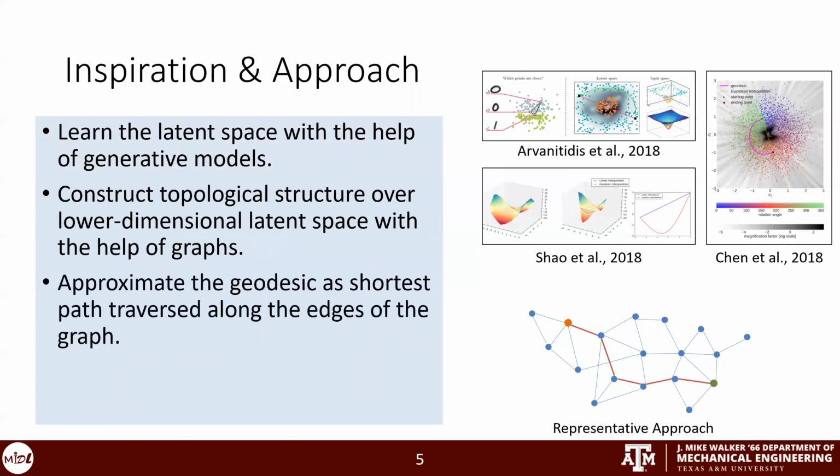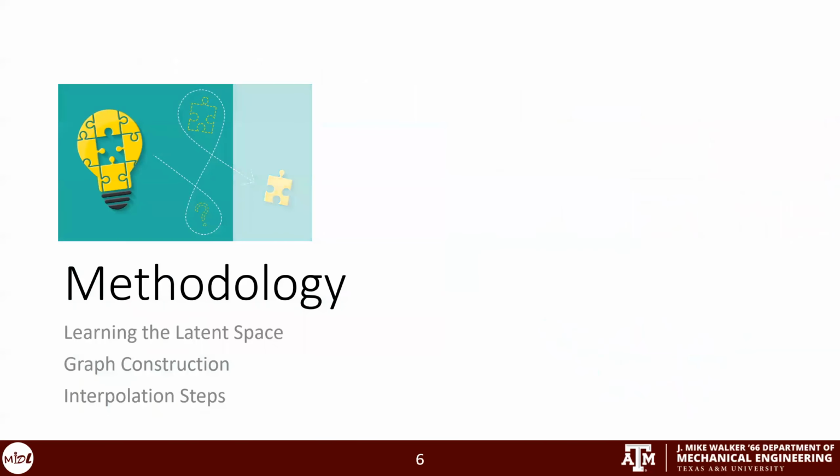Next step in our approach is to approximate the geodesic between 2 points as the shortest path traversed along the edges of the graph. Finally, we resample the path to generate new interpolants. I'll now elaborate on each of these steps in our approach, which includes the methods used for learning the latent space, graph construction techniques, and our interpolation steps.